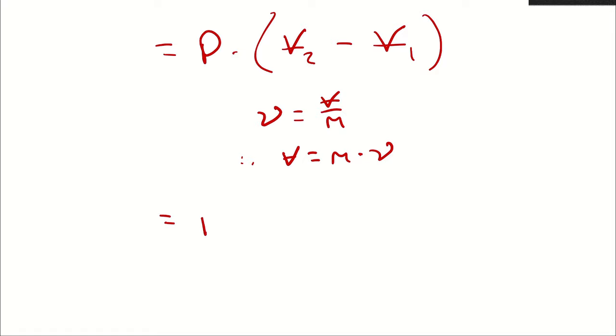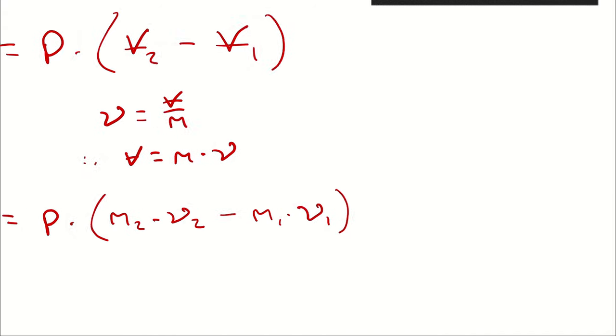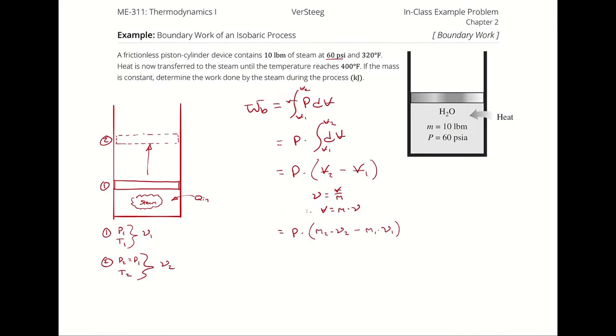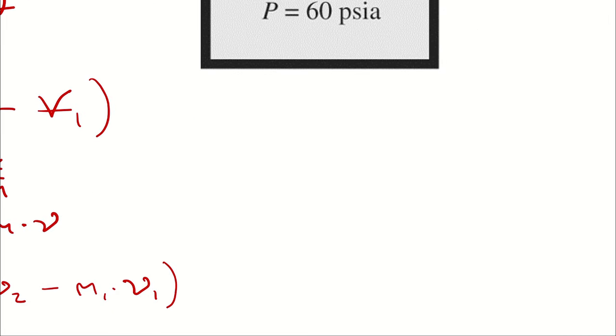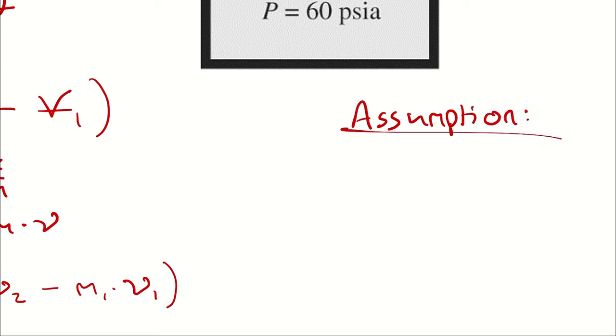Therefore, I could write this as pressure times mass 2 times specific volume 2 minus mass 1 times specific volume 1. And I can reasonably assume that the same 10-pound mass of steam is present through the entire process. It's reasonable to assume that no steam leaks around our piston. So I'll write that as an assumption. Mass is constant, i.e. closed system.